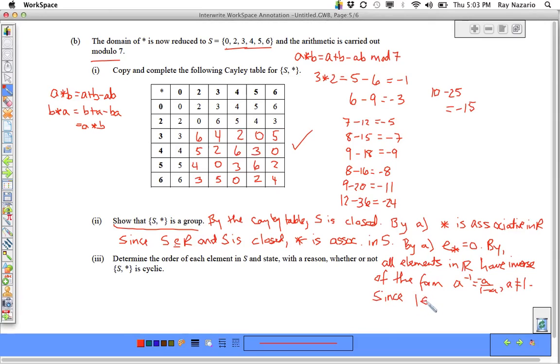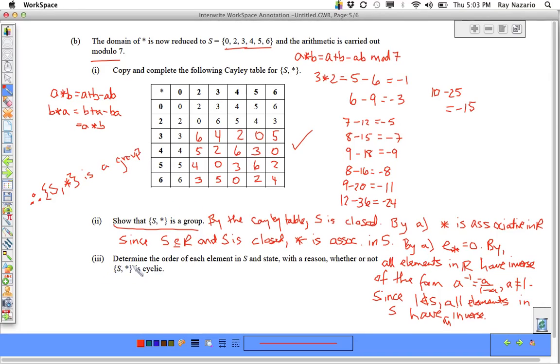Since 1 is not an element of S, all elements in S have an inverse. And then lastly, don't forget to write therefore S is a group, or S star is a group. A lot of writing in this option.